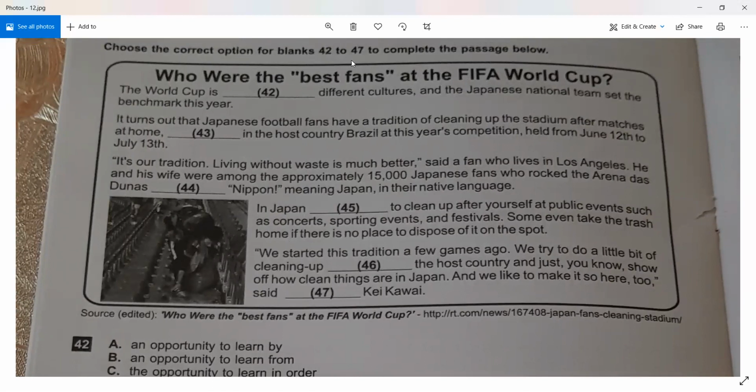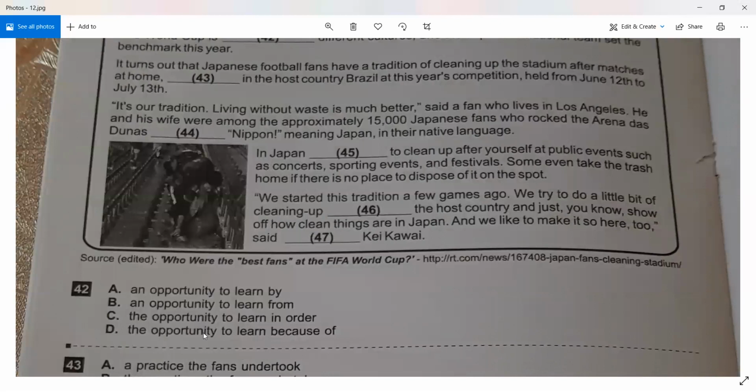42 to 47, and it is a cloze. Cloze means a passage or a paragraph where blanks are to be filled with the given options. Read carefully. Pause the video and read. Now let us proceed to the questions. Read the options. Go back to the passage.